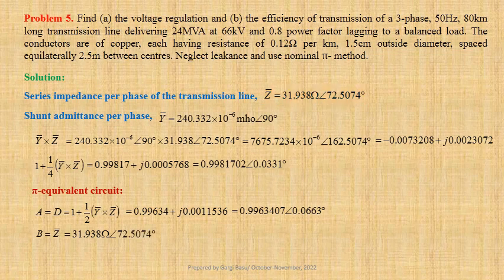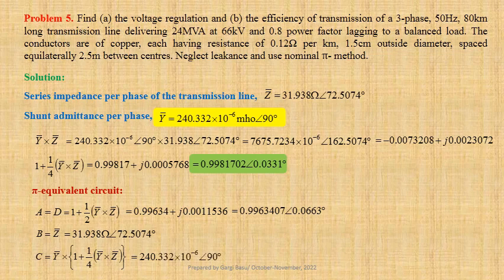And C equals Y into 1 plus 1/4 of Y into Z. Using values we get 240.332 into 10 to the power minus 6 at an angle 90 degree into 0.9981702 at an angle 0.0331 degree. That gives us 239.892 into 10 to the power minus 6 mho at an angle 90.0331 degree.